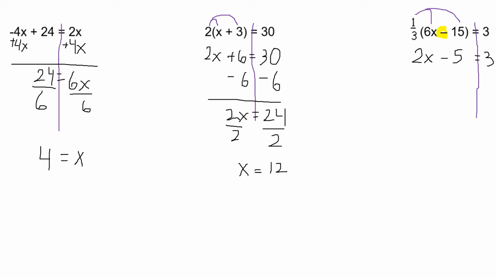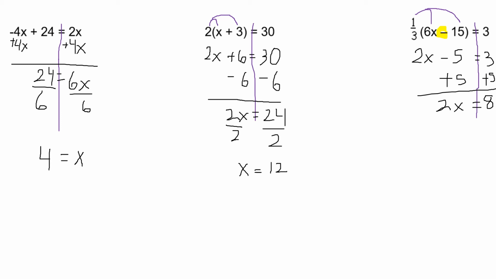So what's our next step going to be? We're going to add 5 to both the negative 5 and the 3. And we've got 2x to bring down, and negative 5 plus 5 is 0, so we're good. And 3 plus 5 is 8. And then we have 2x equals 8.